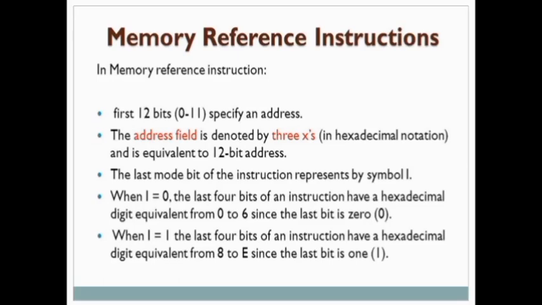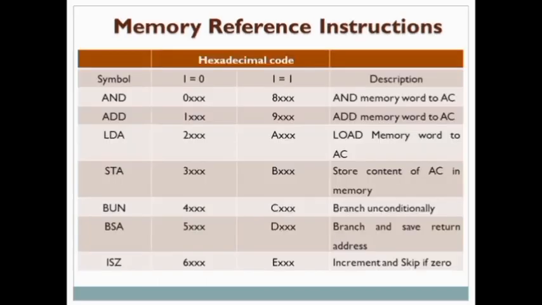We can see in the table we showed earlier that if I is equal to 0, the values range from 0 to 6, and we can see the 3x, which is in hexadecimal notation. The last bit of the instruction is represented by symbol I, which is bit 15. When I is equal to 0, the last 4 bits of an instruction have a hexadecimal digit equivalent from 0 to 6, since the last bit is 0. When I is equal to 1, the last 4 bits of the instruction have a hexadecimal digit equivalent from 8 to E, since the last bit is 1. We can see that on the next page, and the 3x is a hexadecimal code.